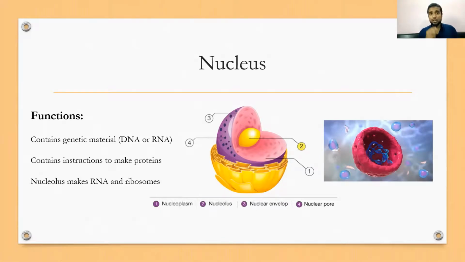How does it get instructions? Since it has genetic material, that genetic material gets converted to single stranded DNA, then it produces RNA. That RNA goes to the ribosomes, right? Those ribosomes produce proteins. So it has instructions to produce different types of proteins. And nucleolus makes RNA and ribosomes that I have said earlier.